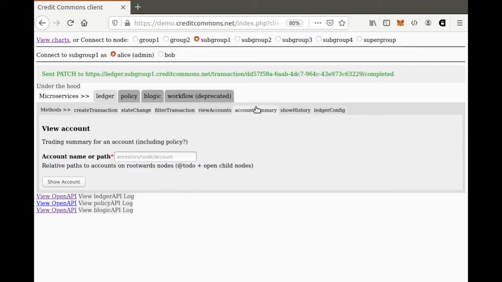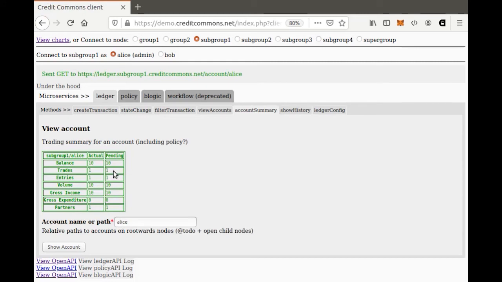Here's an account summary, and we can look at Alice, and we can see that her balance is 10. Also, it shows you the pending balance, which is also 10, meaning that it's the same as the actual balance. But if you have a transaction in a pending state, like before Alice signed it, then it wouldn't show as the actual balance. And then you have some other trading statistics there as you need them.